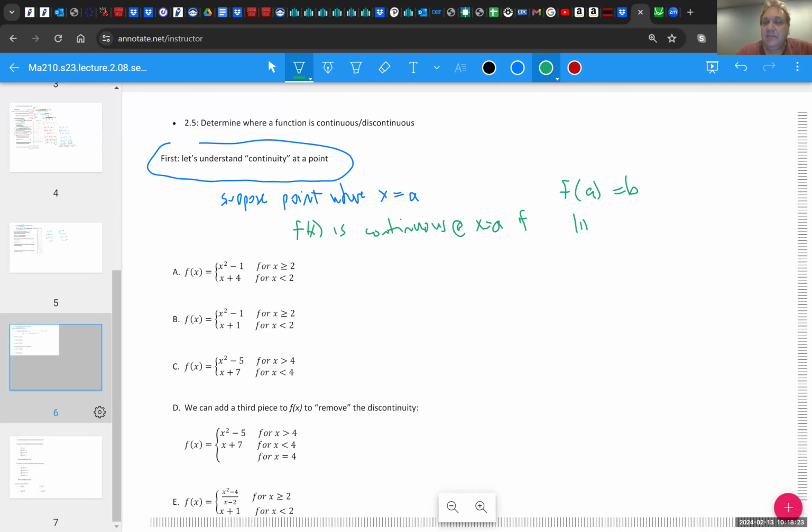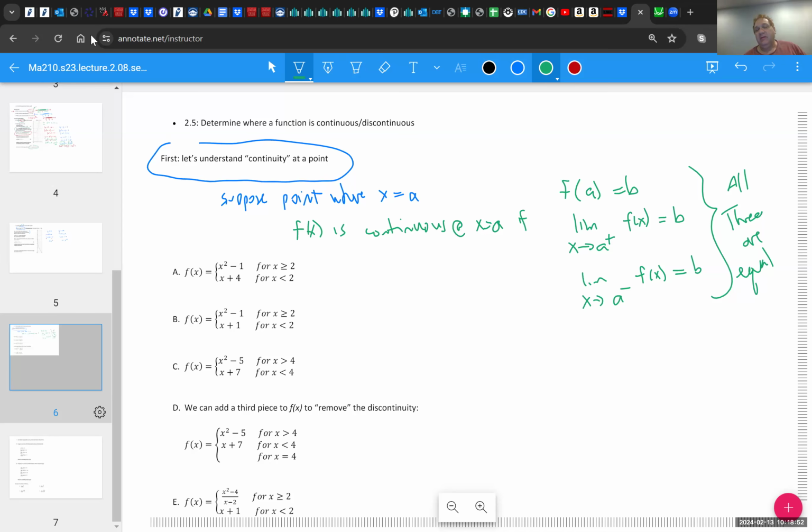The limit as x approaches a from the right of that function is the exact same number, and the limit as x approaches a from the left of that function is the exact same number. So they have to be all the exact same thing, and then we say the function is continuous. So all three are equal. And that's what we mean by a function being continuous at a specific point.